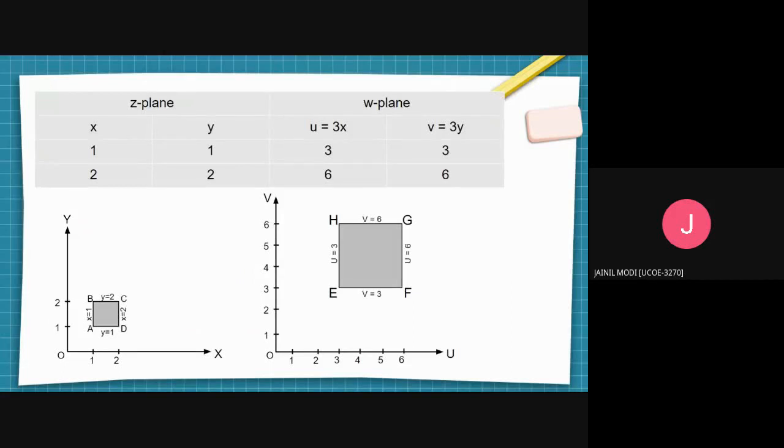So when the value of x is 1, the new value of u is 3. The value of y is 1, so v is equal to 3y, which is 3. When x is 2, u is 6, and when y is 2, v is 6. So plotting the points, we get this figure.